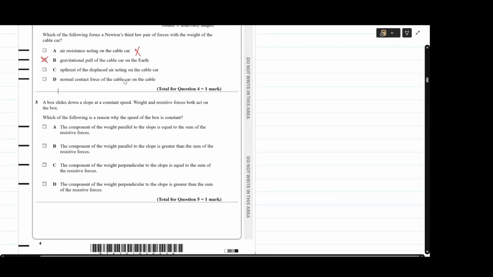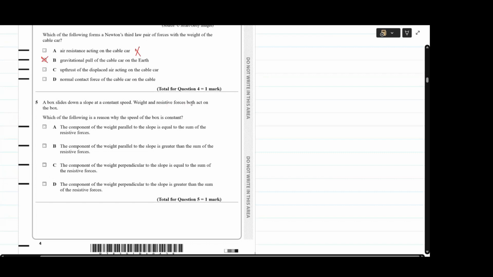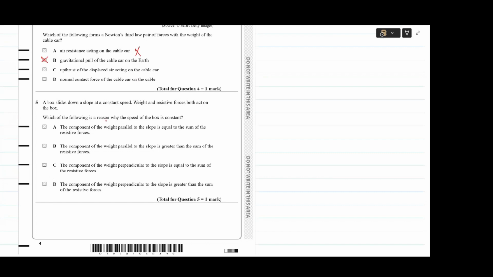Question number 5. A box slides down a slope at a constant speed. Weight and resistive forces both act on the box. Which one of the following is a reason why the speed of the box is constant? So let's draw the scenario which will make it easy for us to answer.